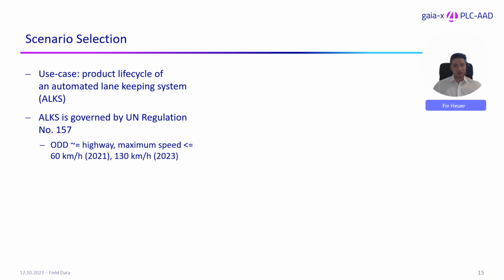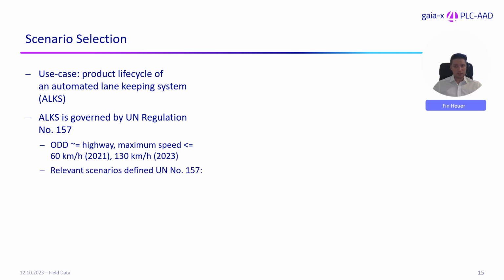It's a highway scenario with a maximum speed lower than 60 kilometers per hour. This was the case since its release in 2021. And since 2023, it's also allowed up to 130 kilometers per hour. So the specification defines the requirements on the system and also for the testing.